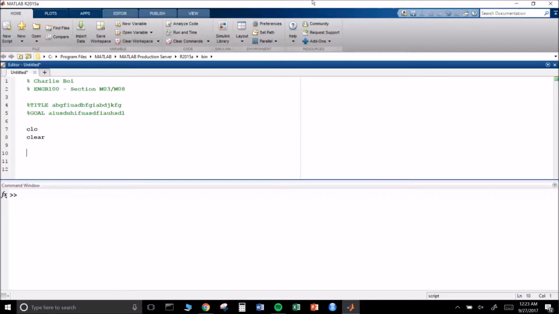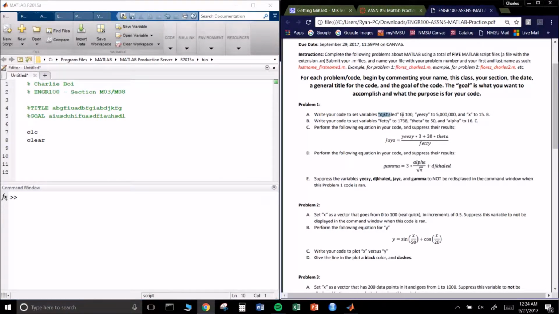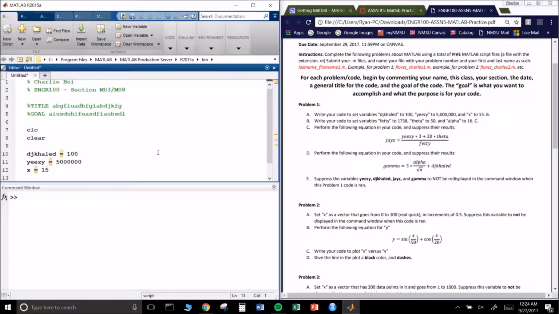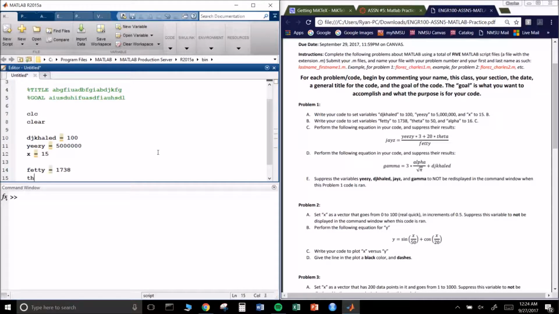Now I want to make sure that I set all of my variables equal to their corresponding values. So here I have DJ Khaled is equal to 100. I have that Easy is equal to 5 million. X is equal to 15. Fetty is equal to, of course, not 39, 38. Data is equal to 50. And alpha is equal to 16.